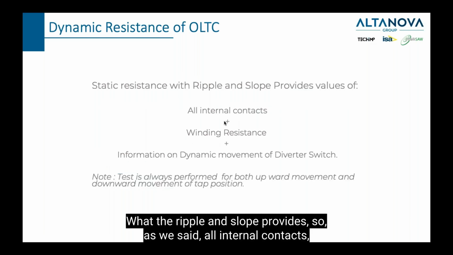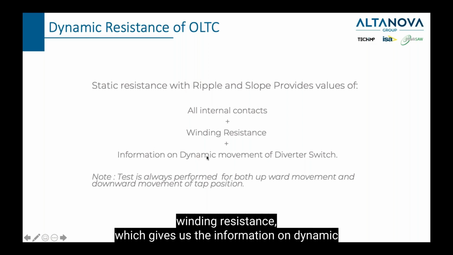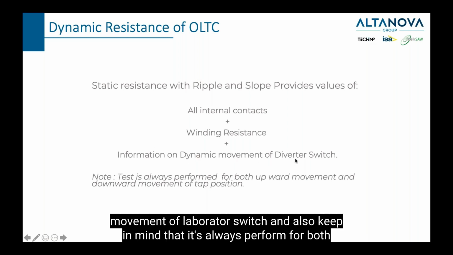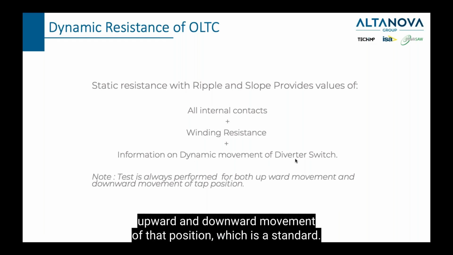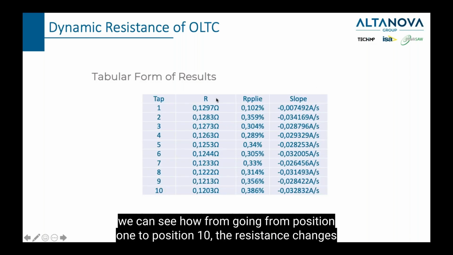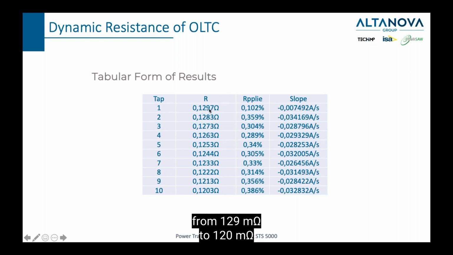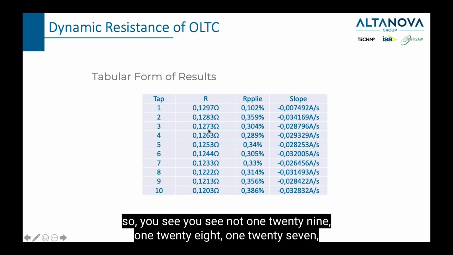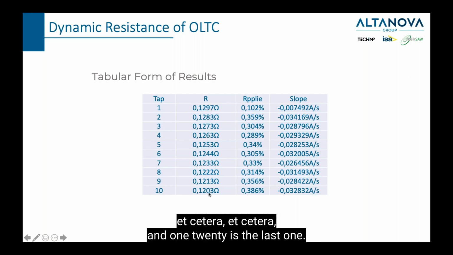What the ripple and slope provide, as we said, all internal contacts, winding resistance, gives us the information on dynamic movement of the diverter switch. And also keep in mind that it's always performed for both upward and downward movement of tap position, which is a standard. And in one example here, we can see how going from position 1 to position 10, the resistance changes from 129 milliohm to 120 milliohm. So effectively, you have 1 milliohm difference. So you see not 129, 128, 127, etc., and 120 is the last one.